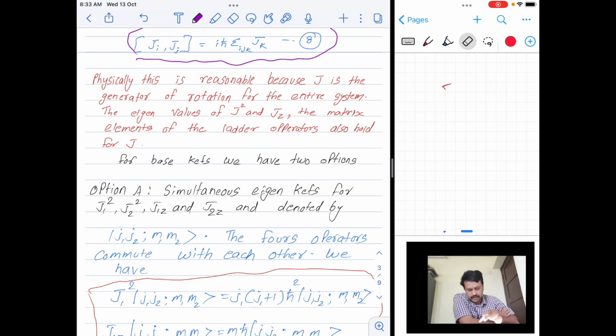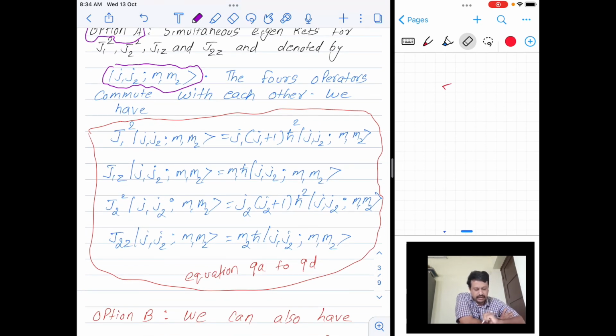Option A: we can have simultaneous eigenkets for J1 square, J2 square, J1z and J2z. So these are simultaneous operators, and this is our eigen base. This is option A. We know that these are simultaneous eigenkets, and also that J1 square, J2 square, J1z and J2z commute with each other. Equations 9a to 9d give the eigenvalues for the corresponding operators, which we already know. So J1, J2, M1, M2 are the base case for option A.